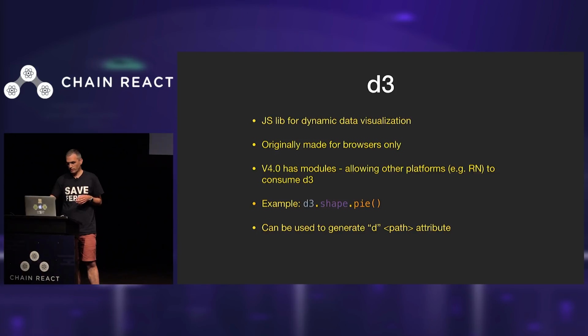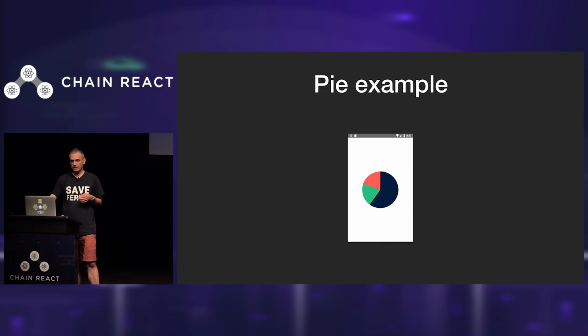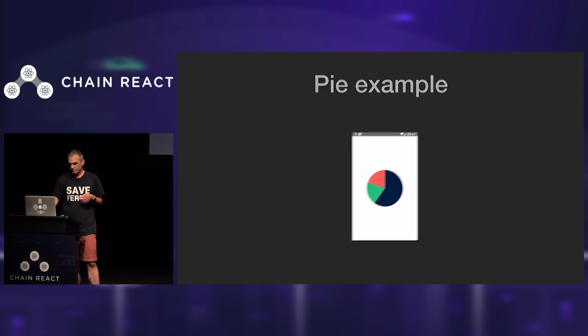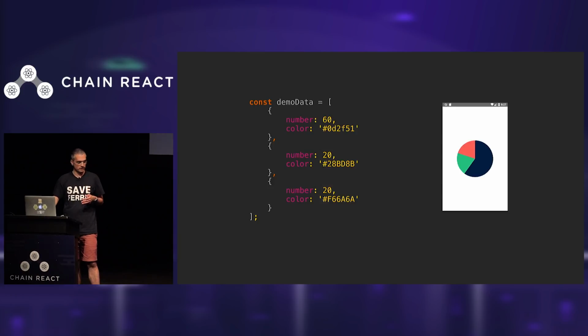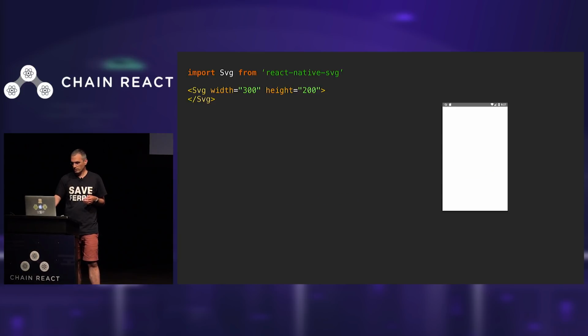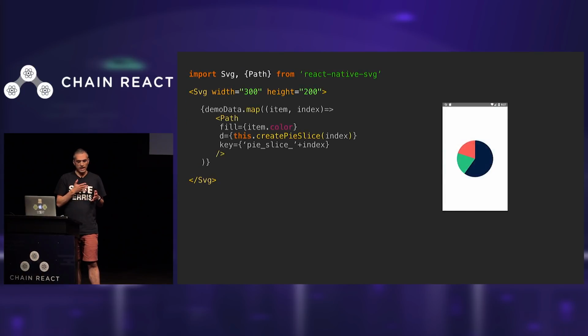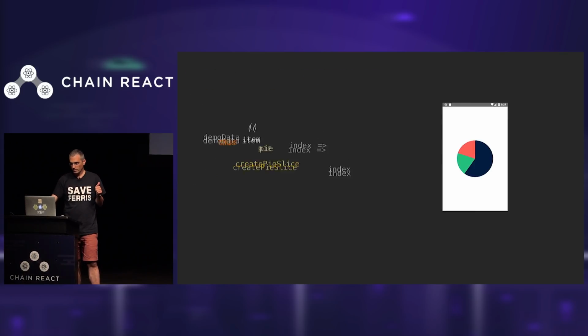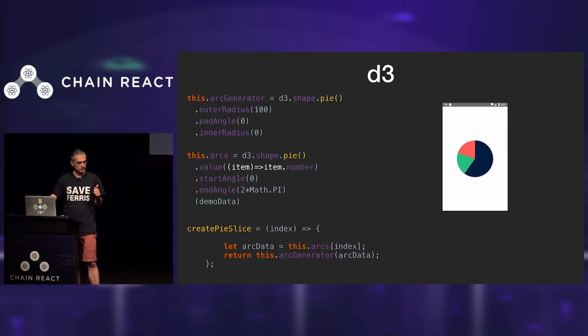We're going to show an example regarding a pie. Suppose we have some demo data, an array with 3 items. Every item has a number and a color. So we start with a wrapping SVG element, and for each item in the array, we create a path element. And for the d attribute, we are using the D3 API.